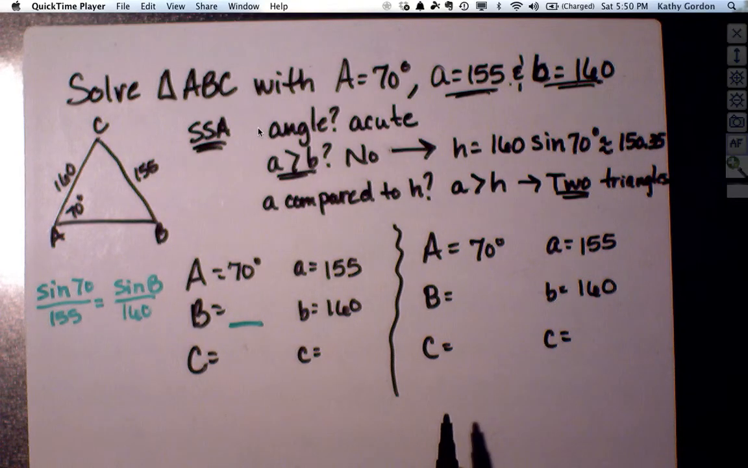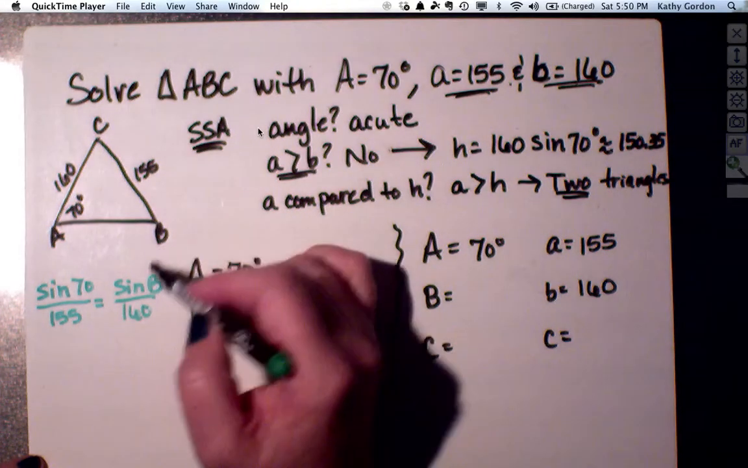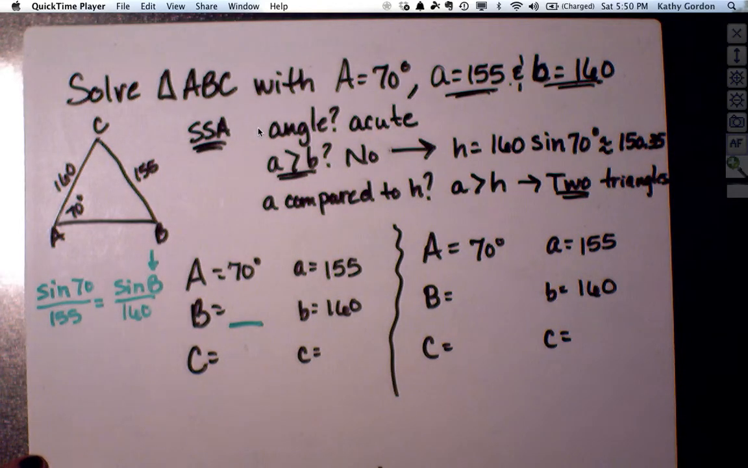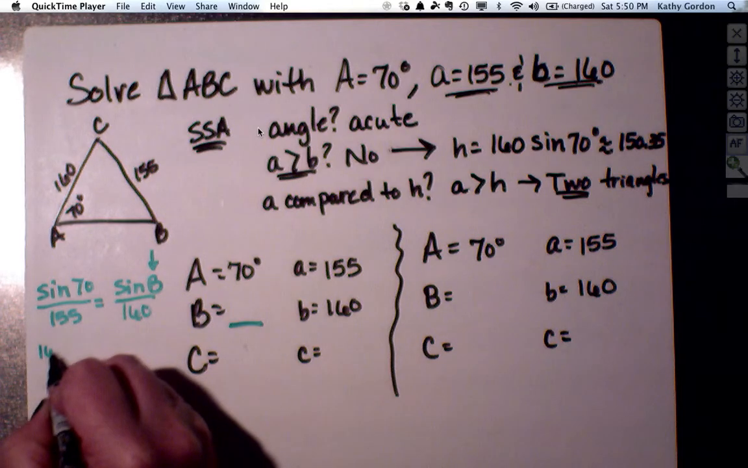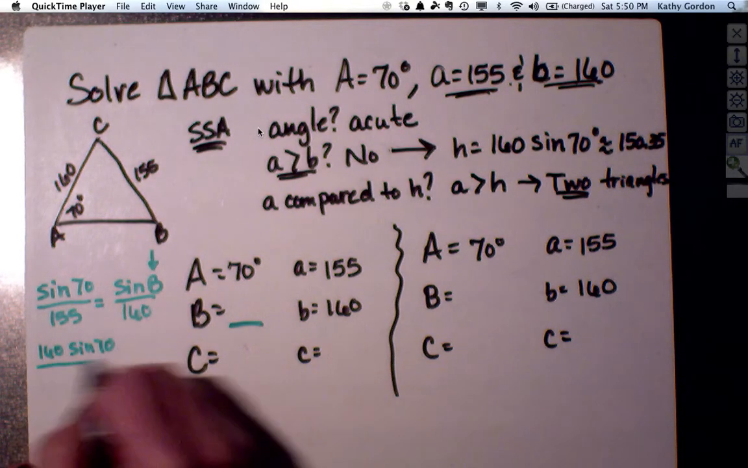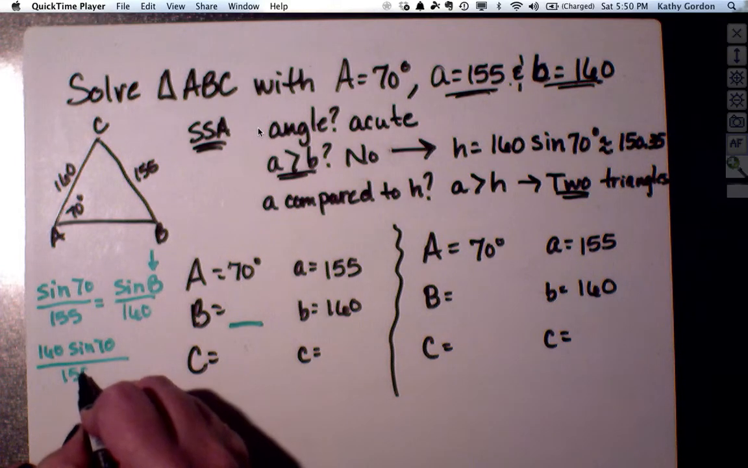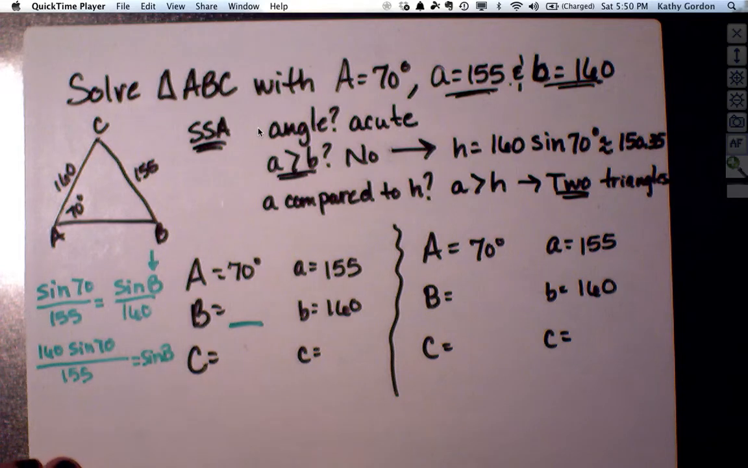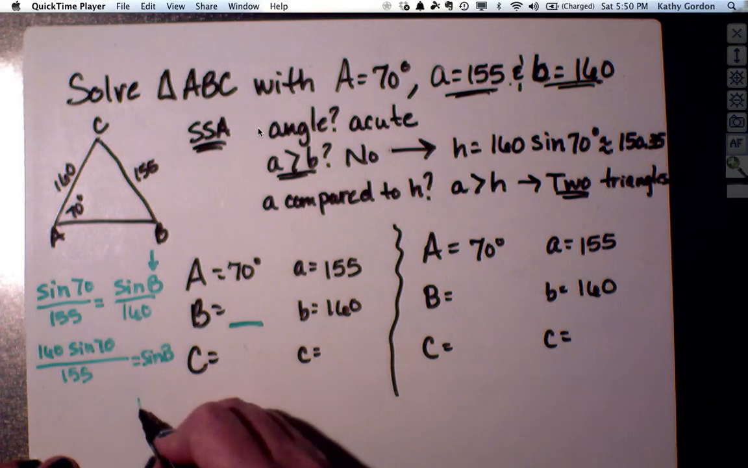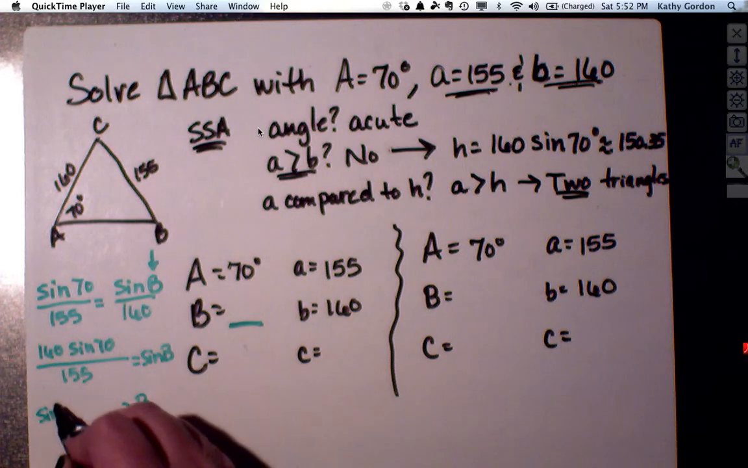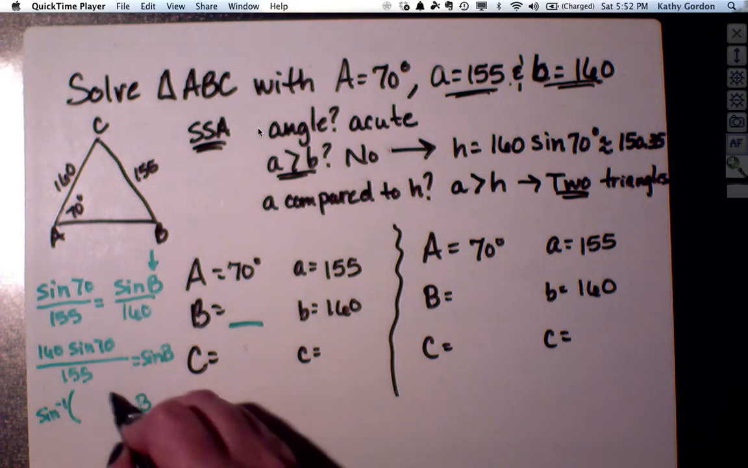Okay, now notice where our variable is now. Our variable is the angle measure. So we're going to take 160 times the sine of 70. We're going to divide that by 155, but that gives me the sine of B. In order to get B, I'm actually going to have to take the inverse sine of all of this.